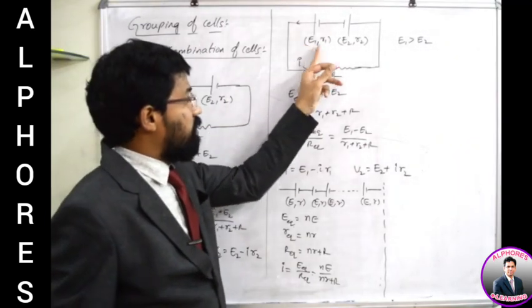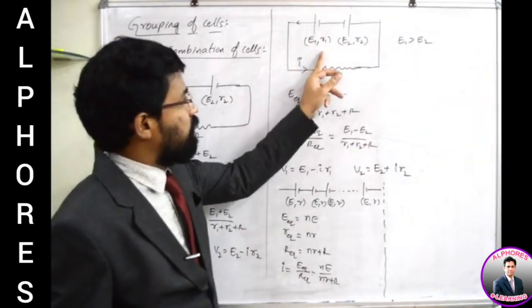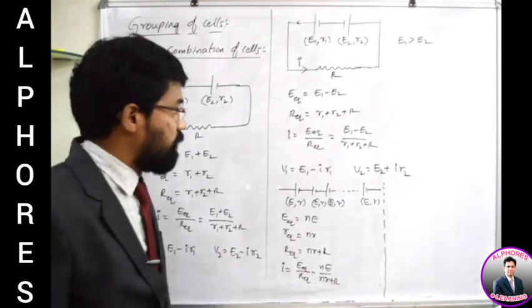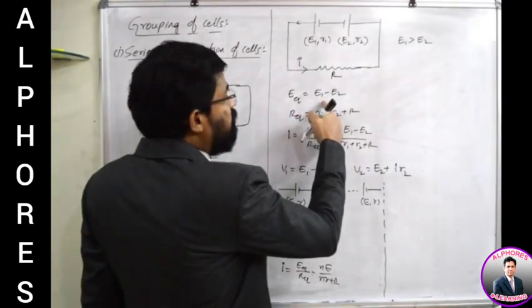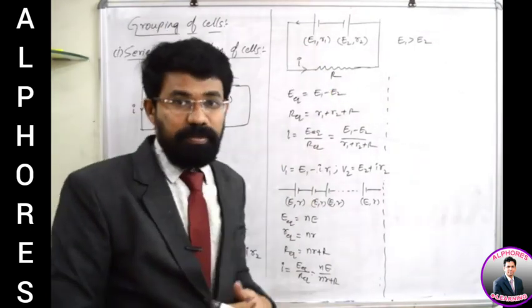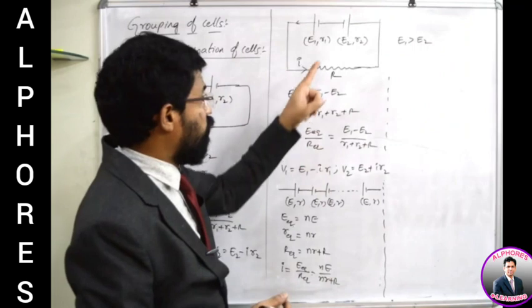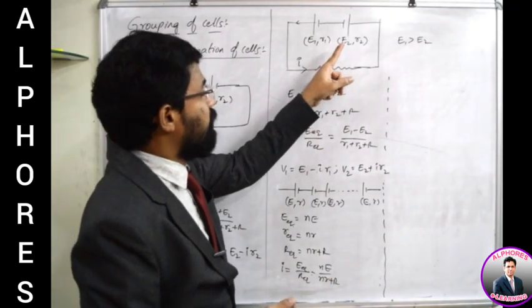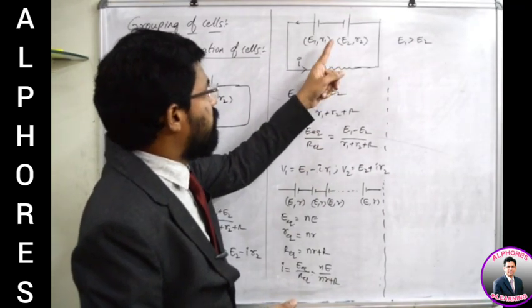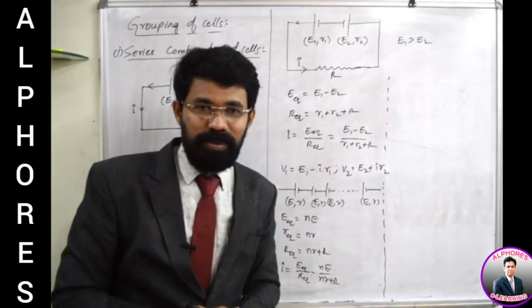If these two are identical cells, in the sense both have the same EMF and the same internal resistance, then what will be the equivalent EMF? It will be 0. If two cells are connected in reverse direction and both are identical, the effective EMF will be 0. It means if one cell is wrongly connected, it kills another cell and two cells become inactive.